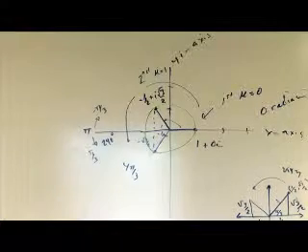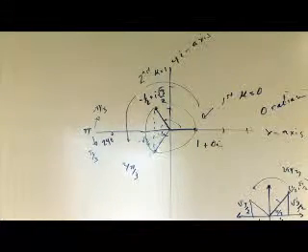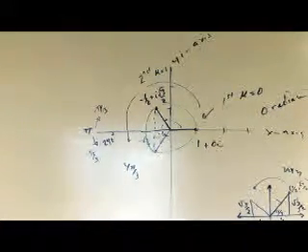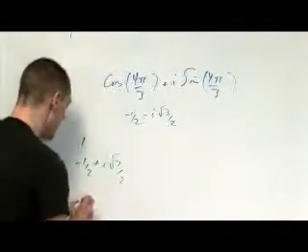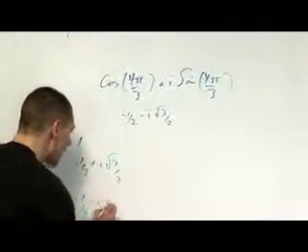So what were all the solutions? The solutions were 1, negative 1/2 plus I times the square root of 3 over 2, and negative 1/2 minus I square root of 3 over 2.